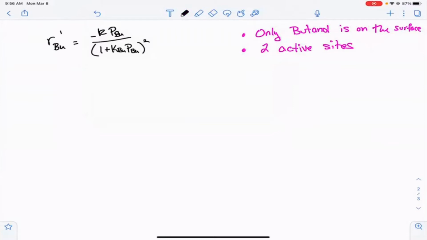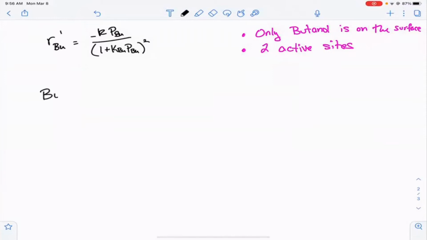Okay. So let's propose a reaction mechanism. And we know that there are two active sites, and we've seen examples previously in this semester. For example, oxygen, when it adsorbs in a bridge state on platinum, we saw that you might occupy two different sites.